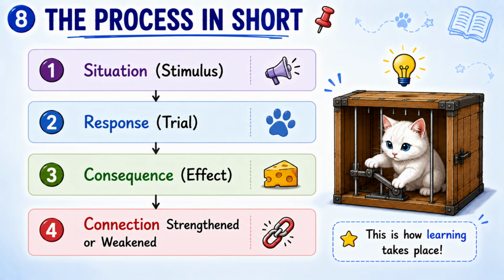Third, consequence or effect. When the correct action is performed, the cat gets the reward. ரிவார்ட் கிடைக்கிறதுனால அந்த ரெஸ்பான்ஸ் ரீஇன்ஃபோர்ஸ் ஆகுது. ஃபைனலி, கனெக்ஷன். Successful responses become stronger while unsuccessful ones become weaker. Correct response தான் repeat ஆகும் and wrong responses gradually disappear ஆகிடும். This is how learning takes place according to Thorndike's trial and error learning theory. சிம்பிளா சொன்னா, trial is equal to reward and reward is equal to learning.